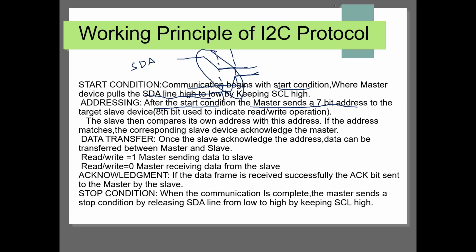The delay means, see here, the clock signal is not put high immediately, because on the same line the master clock is controlled only by the master. So the master pulls SDA from high to low. After that, there is a slight delay, and then we maintain the clock signal high. So that is the reason it has some small delay.